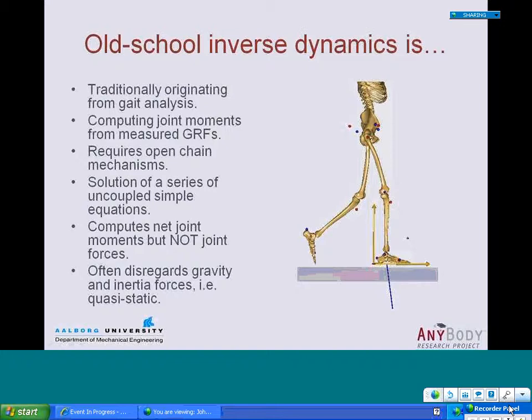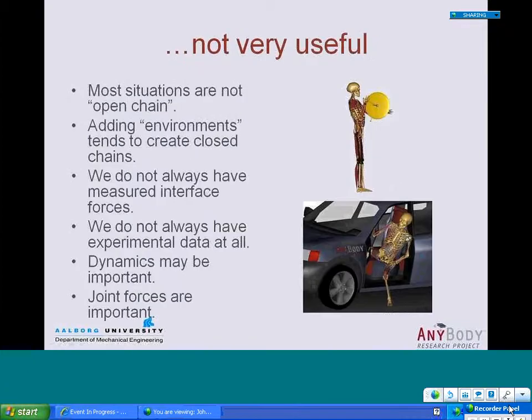So perhaps by now you have guessed that my idea is that old school inverse dynamics is not actually very useful. The reason is that most of the situations that we want to compute in musculoskeletal modeling are actually not open chain situations. You see a couple of those on the pictures on the right-hand side here. On the top picture, you can see a guy holding onto a hand wheel. Obviously, the guy is holding on the hand wheel with both his hands, and the hands are connected through the hand wheel. So what one arm is doing is affecting what happens in the other arm. He could actually relax completely in one arm and then just drive the hand wheel with the other arm.